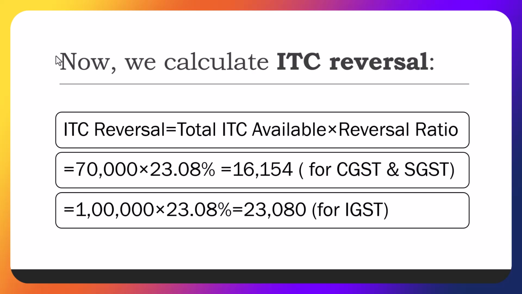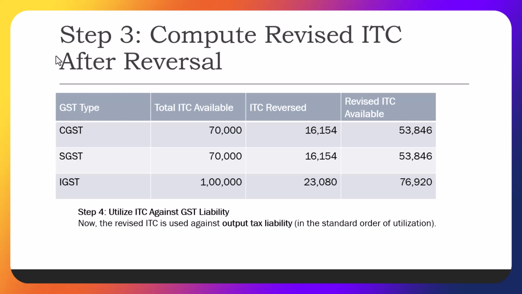Now this is basically a chart. Step 3, compute the revised ITC after reversal. The first column talks about the various kinds of GST, whether it is CGST, SGST, or IGST. Then the total ITC available, which is given in the question: 70,000, 70,000, and 1 lakh on IGST. So the ITC reversed will be this much, and the total ITC available will be this. This will go as a cost to the company.